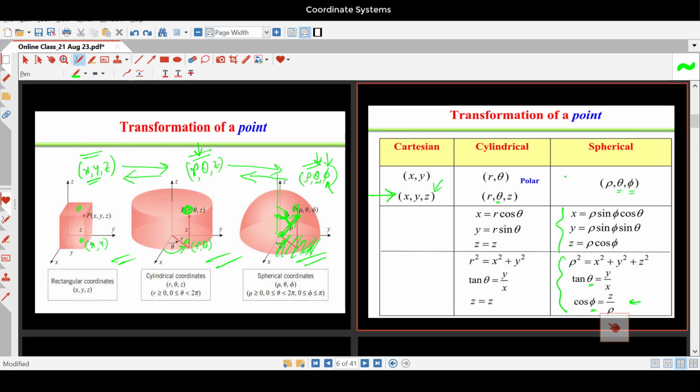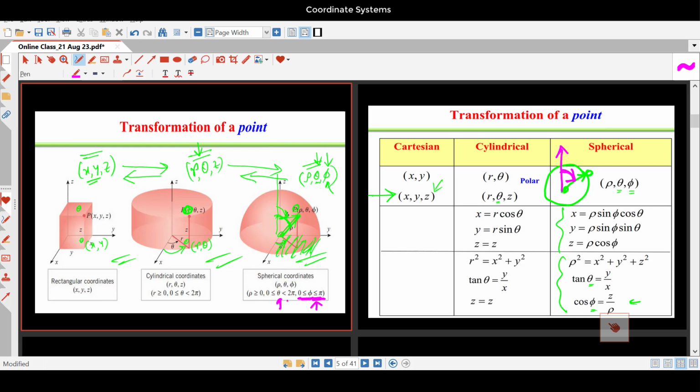For phi, at first you have to think about the vector that you have. So suppose you have the vector in the spherical coordinate system, and this is the point that you are going to find out in terms of rho, theta, phi. So what is phi? Phi will be the angle from the vertical z-axis, the positive z-axis, to the position vector. So phi also has a restriction. It can be from 0 degrees to 180 degrees. You can see from here.